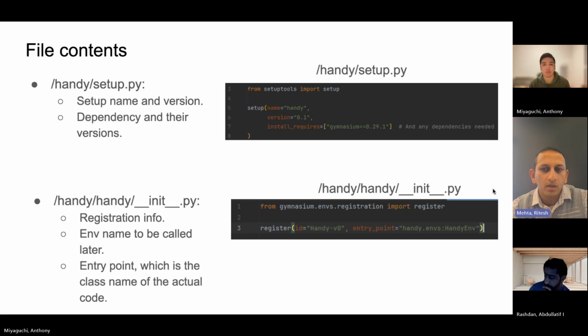In the init file at the bottom, that one is needed for registration of the environment with OpenAI. Here is where you give the name. In this case, it is Handy version 0. This is the name that you eventually call when you actually create an environment from OpenAI, and you give it the name of the class, the initial class where the program will enter when you start running your environment.